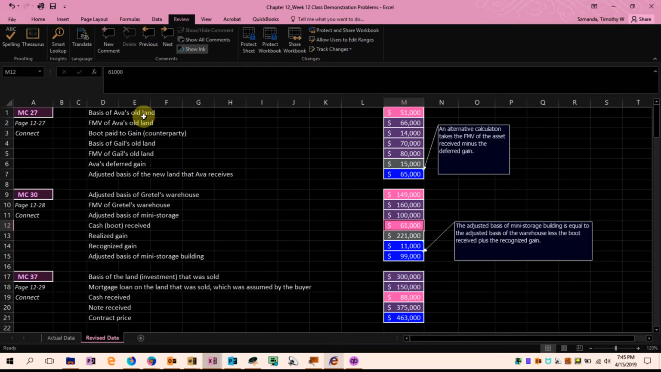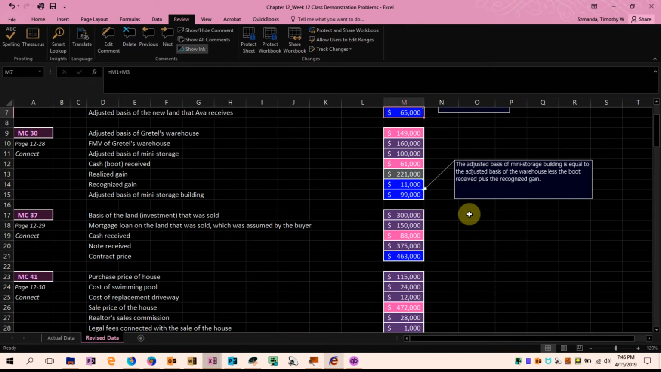Here, Ava is exchanging land used in her business with Gail for another parcel of land. The basis of Ava's old land is $50,000. They change it to $51,000. Fair market value of $66,000, and she also gives Gail $14,000 cash. So that's boot, but she's paying the boot in this case. So that will not trigger our gain recognition since she is paying the boot. However, it will add to her basis. So Ava's adjusted basis is just the $51,000 using my numbers, plus the boot that she paid to Gail, the other party. So her basis is $65,000 using my numbers. And feel free to replay these as often as necessary to make them more clear, if need be.